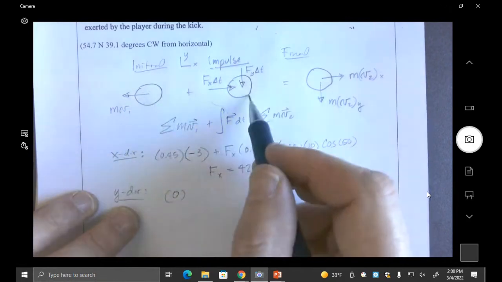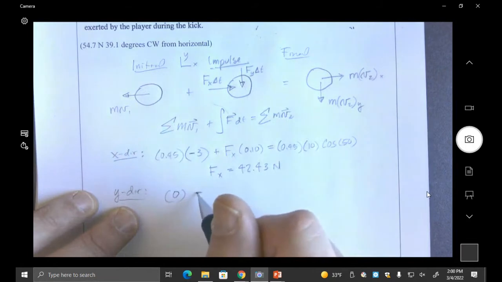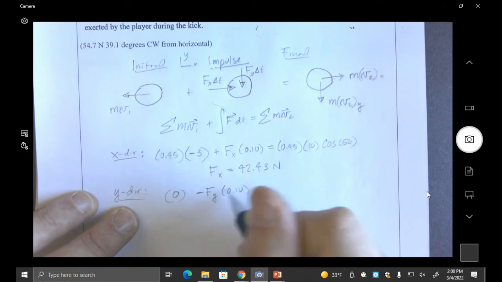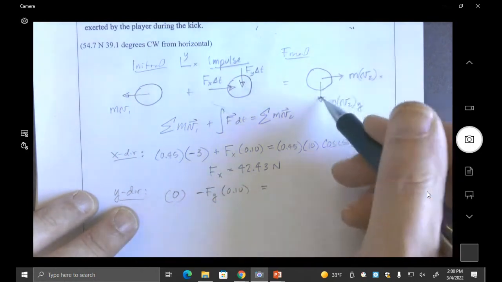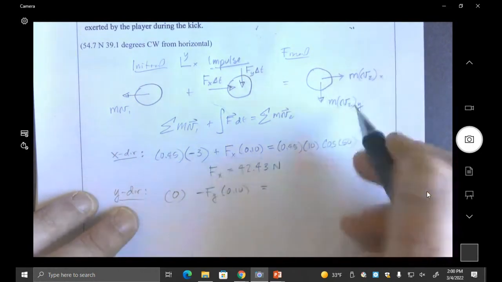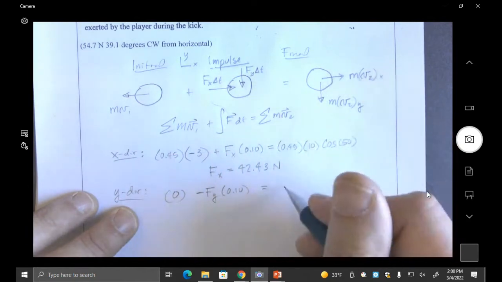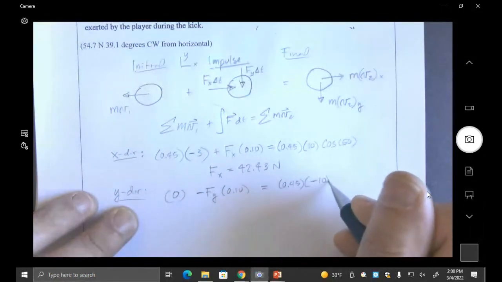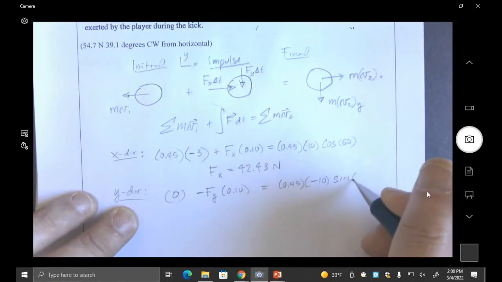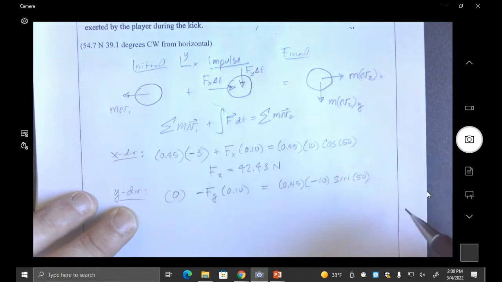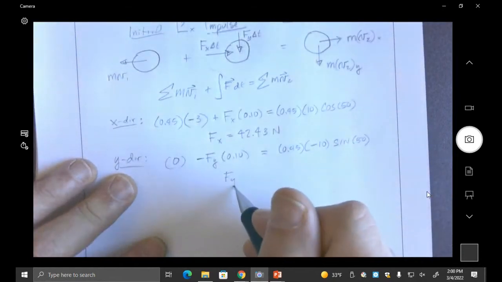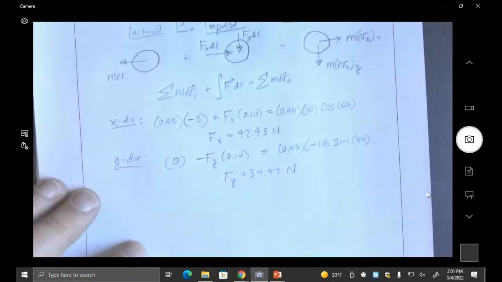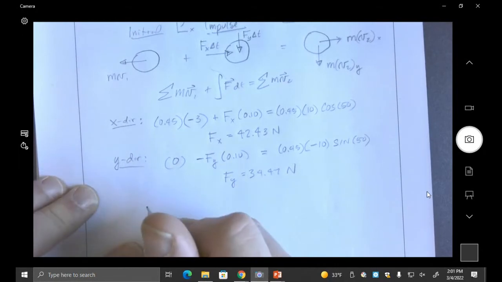momentum here in the y direction. This looks like it's going to have a negative. We drew it negative, so we'll keep it negative. Times the force. It's going to be equal to, and then this one's negative too. So I guess I'll decide to put a negative inside the velocity there. Negative 10 sine of 50. So we're going to get Fy, 34.47 newtons.